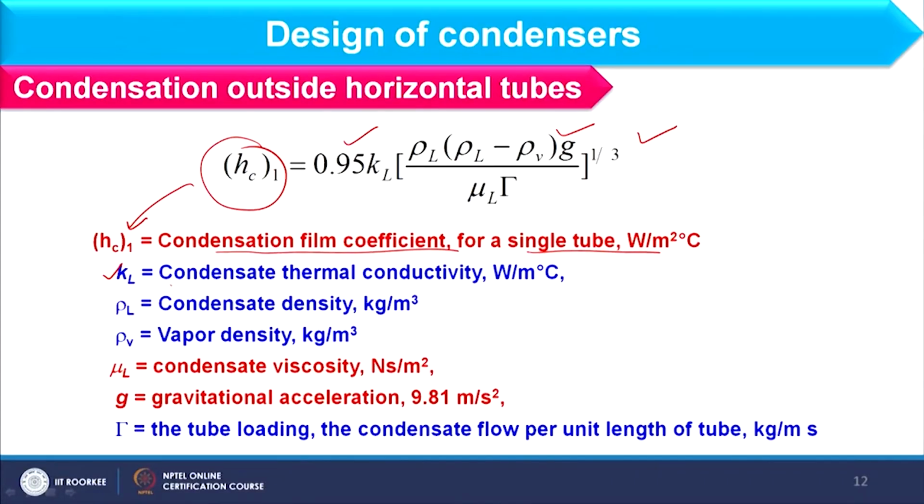So, as far as the other parameters are concerned, we have kL, that is basically the condensate thermal conductivity, rho L and rho V, that is the density of condensate as well as vapor, mu L, the condensate viscosity, g is the gravitational acceleration, and I am having capital gamma also, and this capital gamma is basically the tube loading, the condensate flow per unit length of the tube. So, tube loading means how much vapor you are handling per unit length of the tube, right.